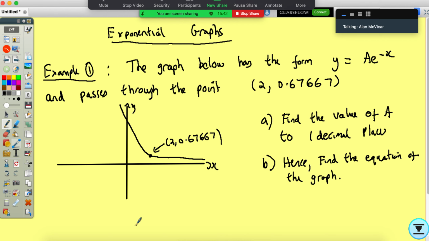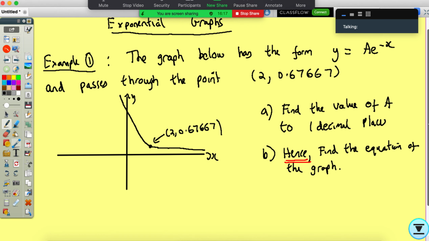Okay, so the graph below has the form y equals ae to the power of negative x and passes through this point here. Okay, so it's an exponential graph, but you can see it's going down the way of the graph. It wants us to find the value of a to 1 decimal place, and hence find the equation of the graph. So the key word here is hence, right? Hence always means that whatever you've got as your previous answer, you're going to use it in part B, right? Keyword.